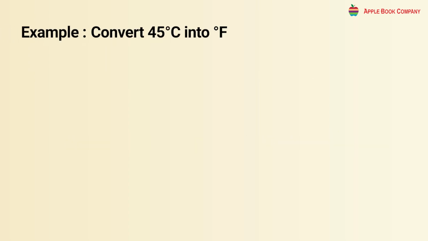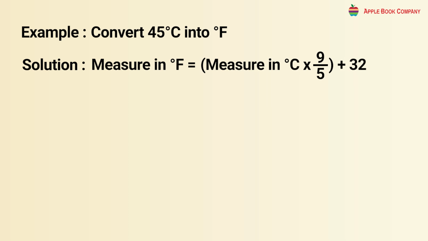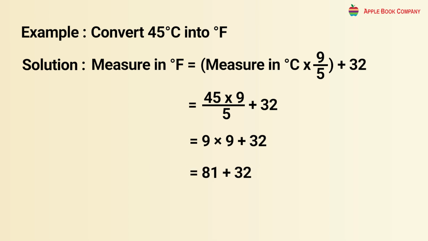Example: convert 45 degrees centigrade into degrees Fahrenheit. Solution: measure in Fahrenheit is equal to measure in centigrade times 9 by 5 plus 32, which is equal to 45 times 9 divided by 5 plus 32, which is equal to 9 times 9 plus 32, which equals 81 plus 32, which is equal to 113. Therefore, 45 degrees centigrade is equal to 130 degrees Fahrenheit.